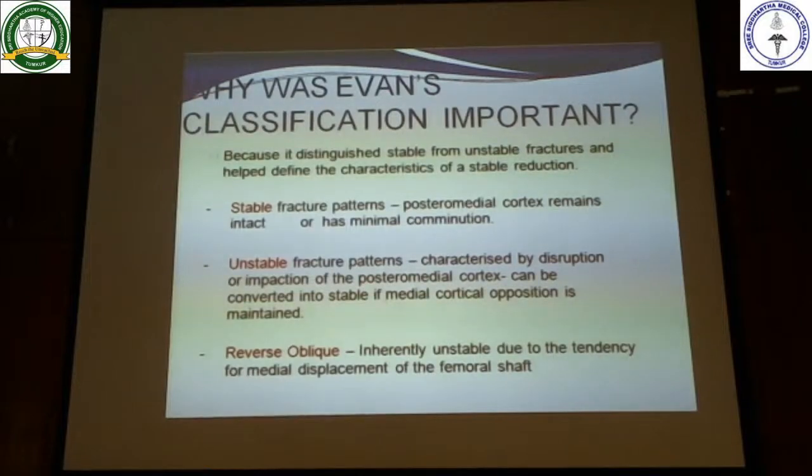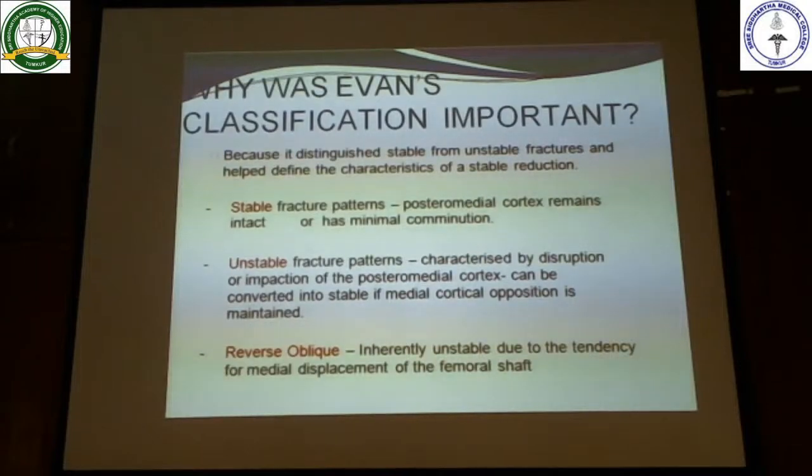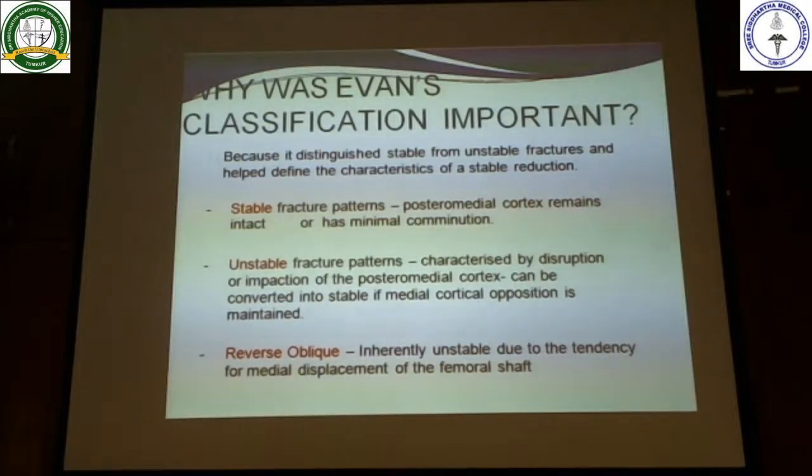surgical reduction. So stable fracture patterns, posteromedial, like I already mentioned, the determining criterion here is posteromedial comminution. If that is there, straight away it becomes unstable, but otherwise it remains stable. And then of course reverse oblique is also there. It is inherently unstable. Reverse obliquity means straight away it is unstable, right? So that is what is known as Evans classification. These two classifications are kind of important as far as IT fracture is concerned.